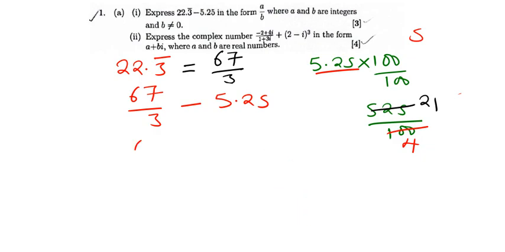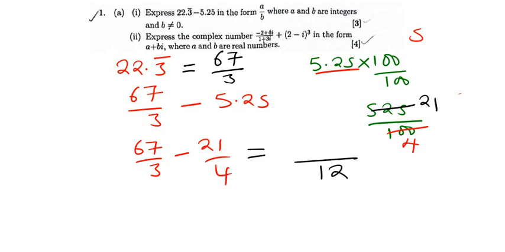So we have 67 divided by 3 minus 21 over 4. And then at this point you're able to subtract this. So common denominator is the 12. 3 divided into 12 is 4. So we have 4 multiplied by 67, minus 4 into 12 is 3. So 3 times 21.